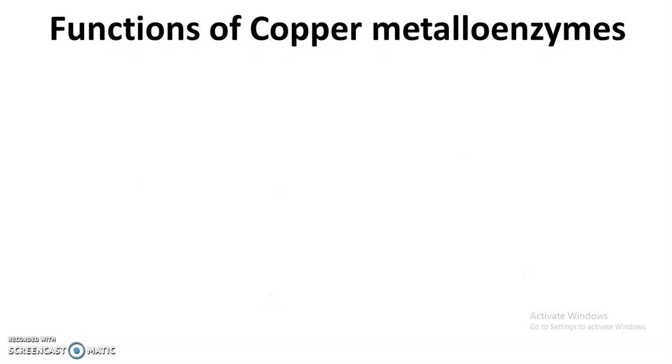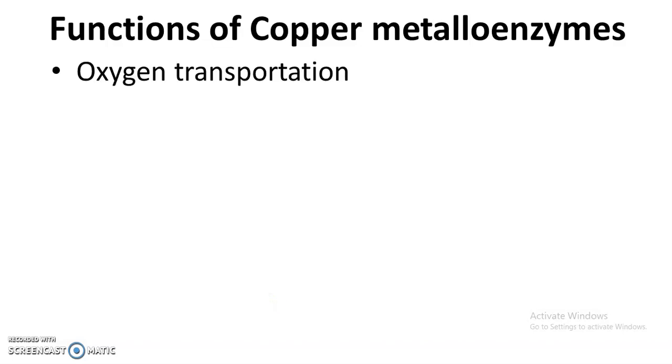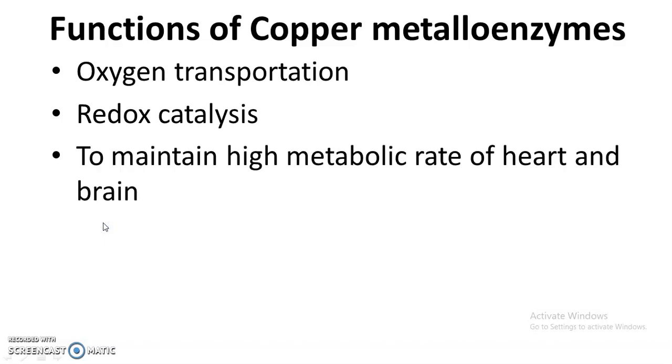Now, what are the functions of copper metalloenzymes? The transition metals like manganese, iron, cobalt, and copper are constituents of metalloproteins and metalloenzymes, which play vital functions such as oxygen transportation, redox catalysis, etc. A large amount of copper in the form of metalloenzymes is required to maintain the high metabolic rate of heart and brain.